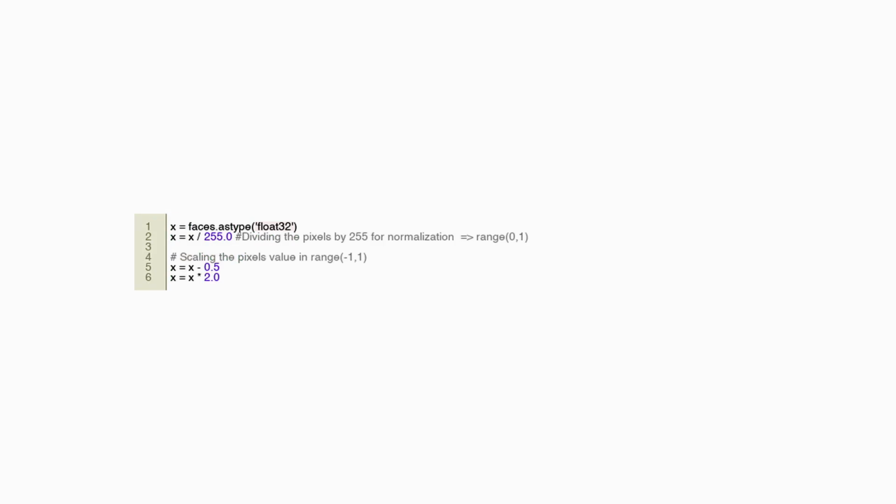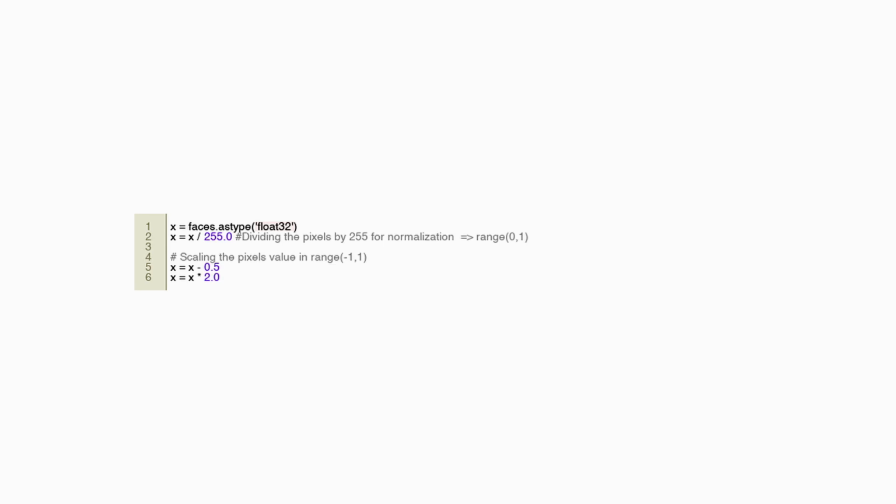First, the code converts the data type of variable faces to float32. This allows for more precise calculations later. Next, the code divides all values in the x variable by 255. This is done for normalization, which scales the pixel values in a range of 0 to 1.